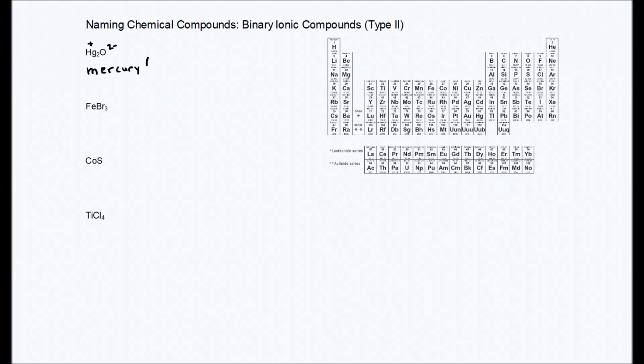After the mercury, in parentheses, I put a Roman numeral which indicates the charge on the mercury, in this case 1. So this is mercury(I) oxide. So it's not that different from naming type 1.